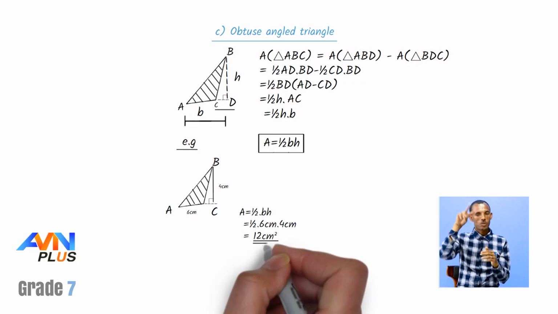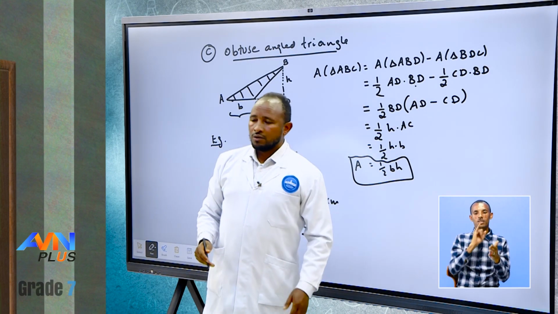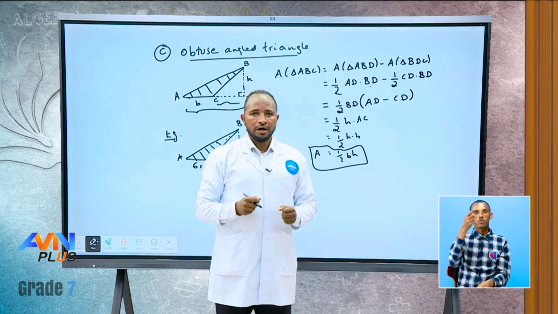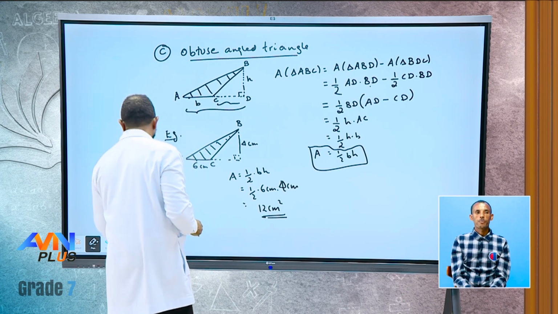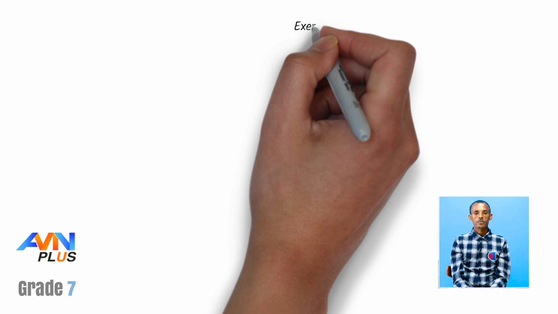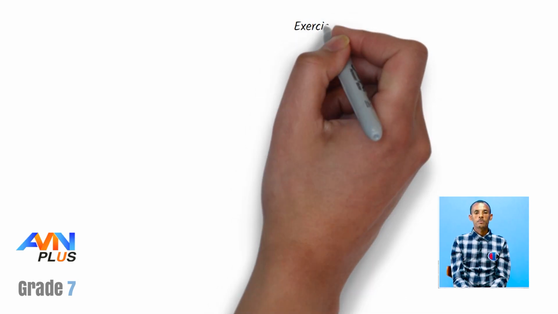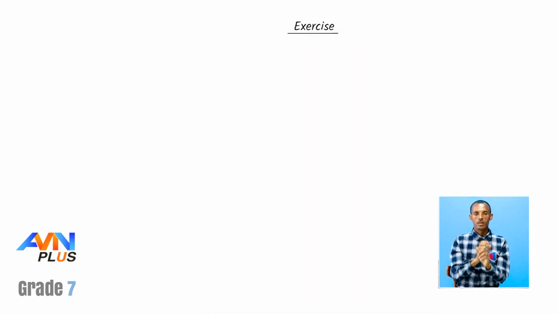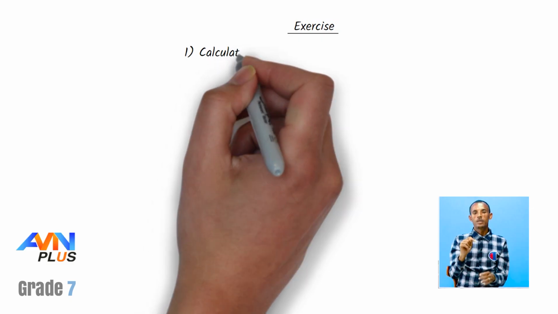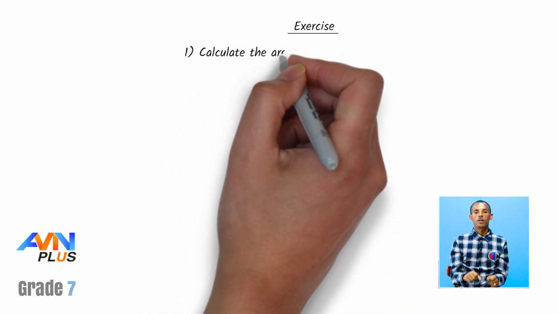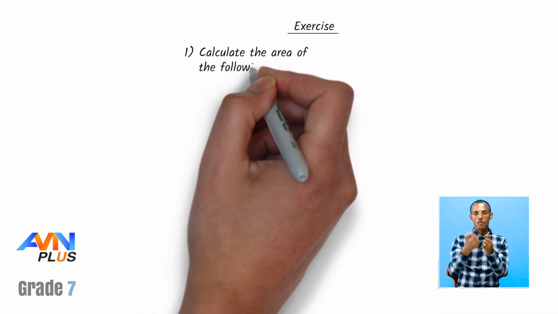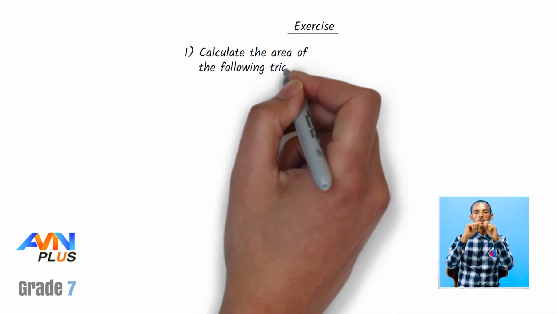That's it. So this is all about today's lesson. I will give you questions for you to try at home. Exercise 1. Calculate the area of the following triangles.